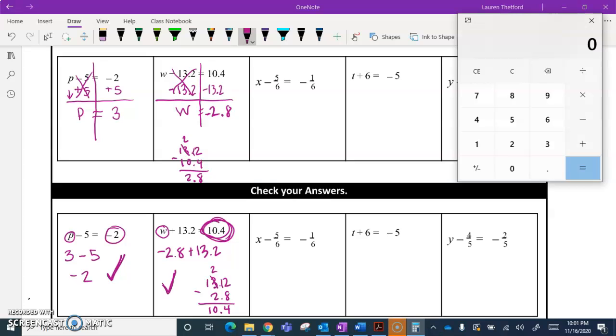You can also plug it into the calculator. Negative 2.8 plus 13.2 does give us 10.4, so we know that we got that correct.